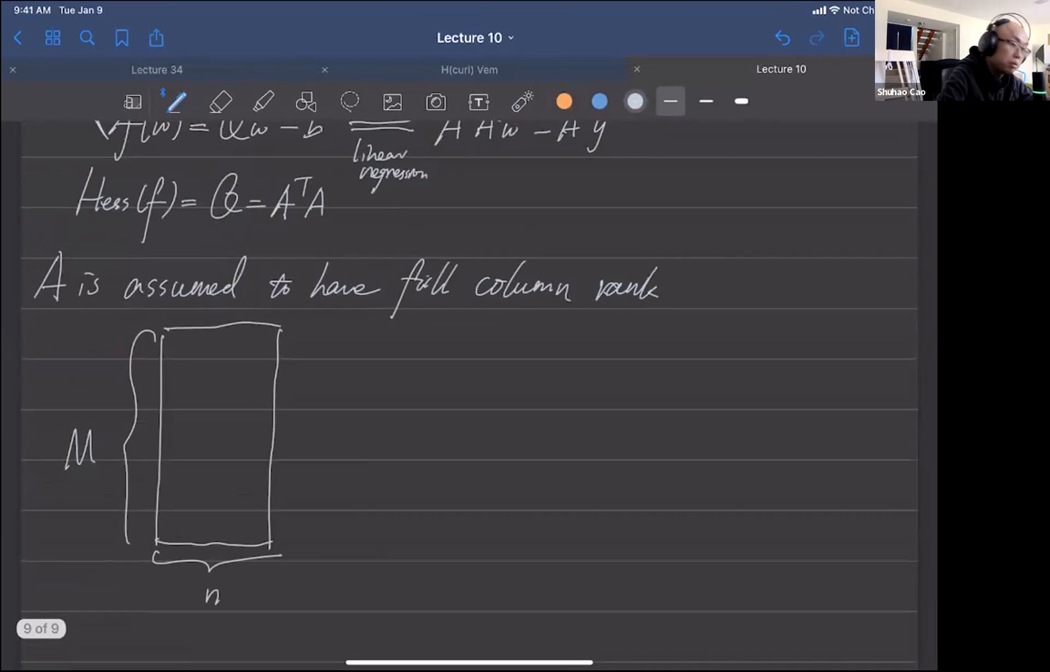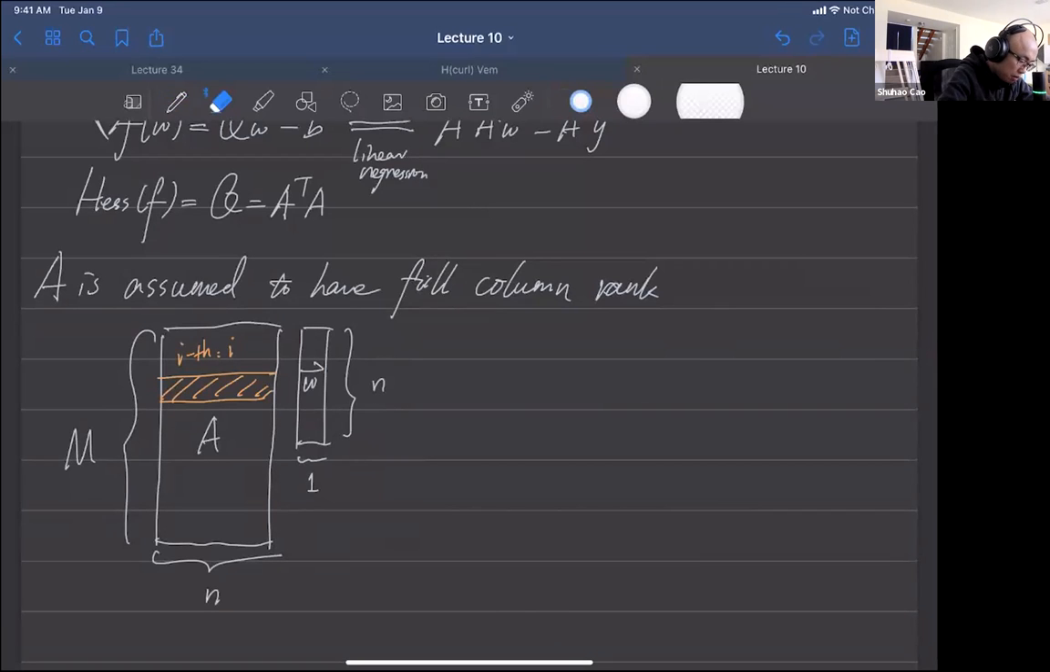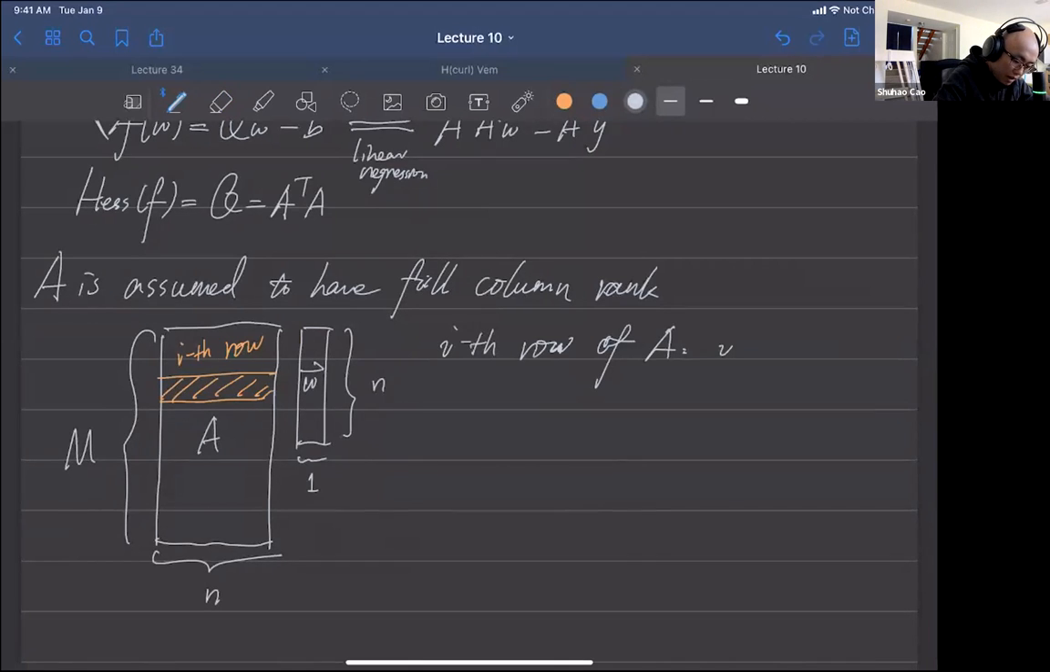Then this is multiplied by a column vector. So this is W. W is n by one. So this is W, and this is our A. And each row of A, for example the ith row, is like the ith sample. And this is exactly how we store data in Python.